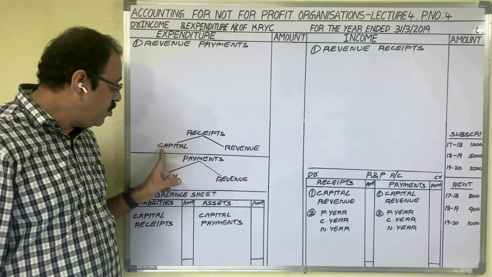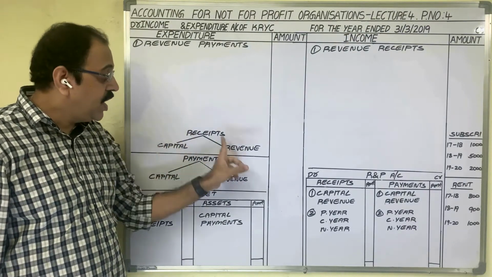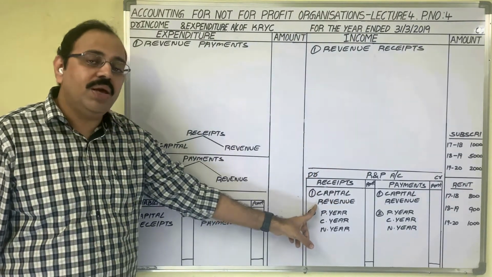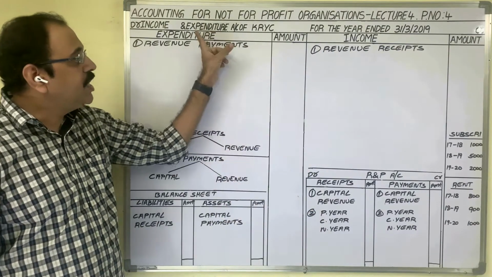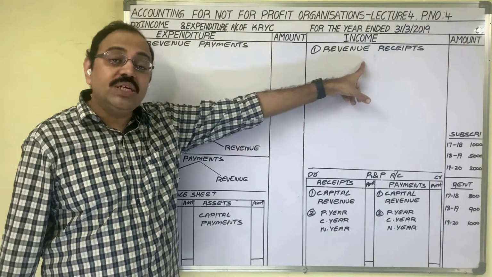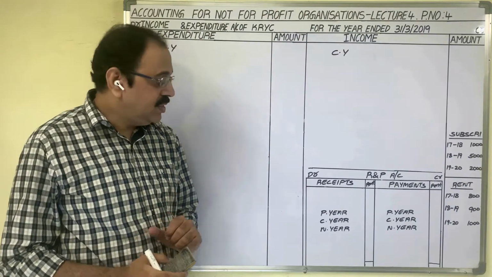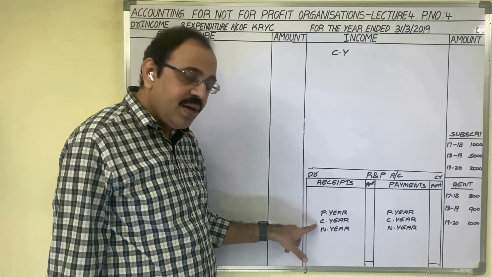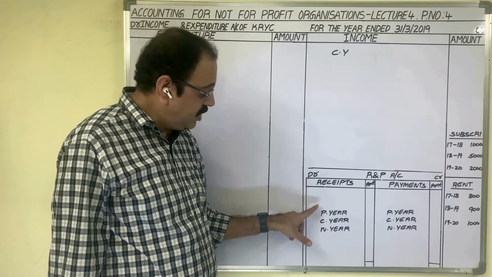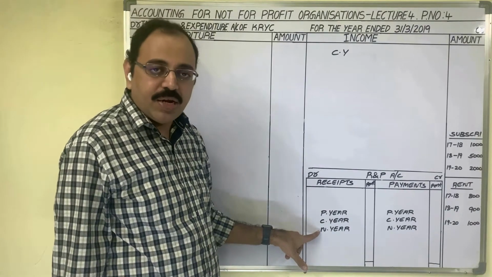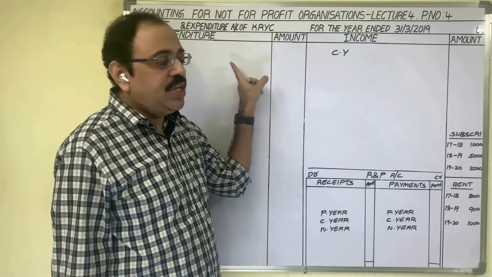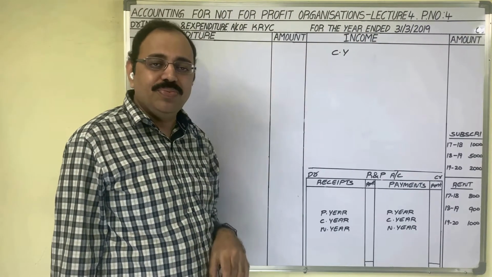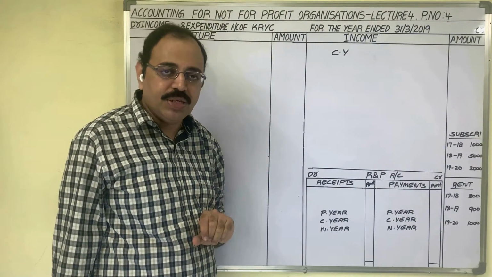Similarly, receipts are of two types: capital receipts and revenue receipts. In the receipts and payments account, both we show on the debit side. But in the income and expenditure account, only revenue receipts we have to show. Next important point is, in the receipts and payments account, on the receipt side, we show current year receipts, previous year receipts, next year receipts. But in the income and expenditure account, on the income side, only current year incomes we have to show. With one example, I will explain this point.